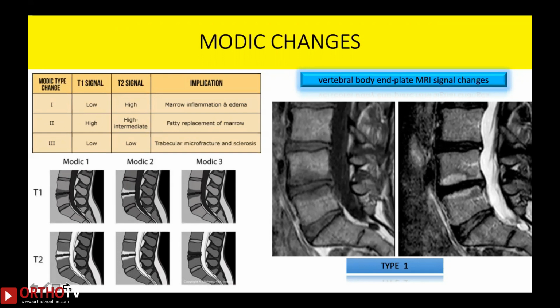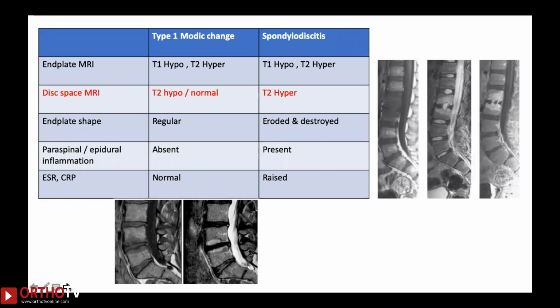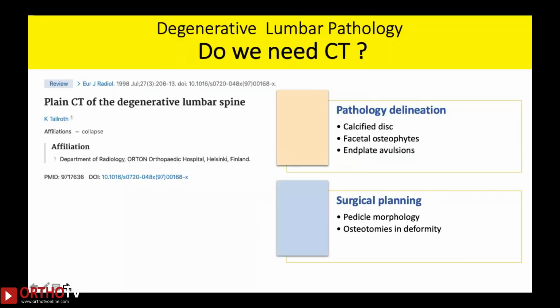Type 2 Modic change is an age-related degenerative change in which there is T1 hyperintensity and T2 hyperintensity, and this usually signifies fatty replacement of the bone marrow. Sometimes the type 1 Modic change may be confused with spondylodiscitis. The key step there is to look at the disc space. If the disc space looks hypointense or normal, that means it is a Modic change. Whereas if the disc space looks bright on the T2 weighted images, it probably indicates an infection like spondylodiscitis.